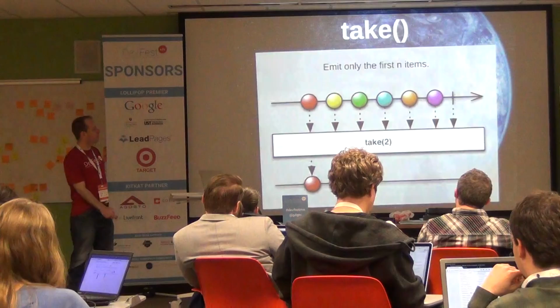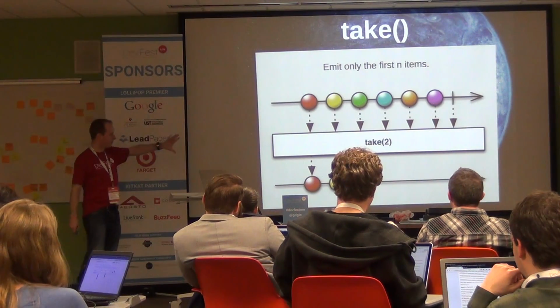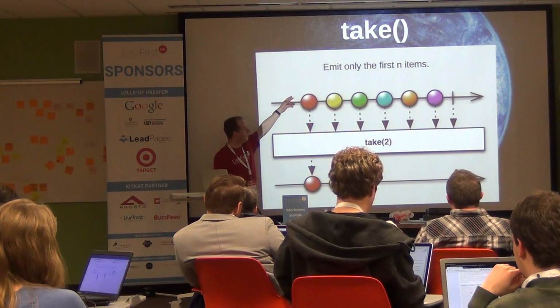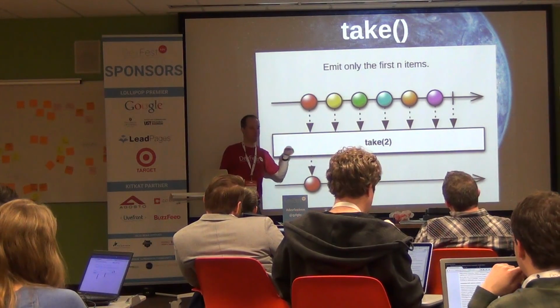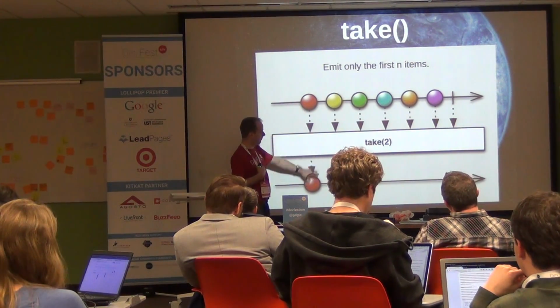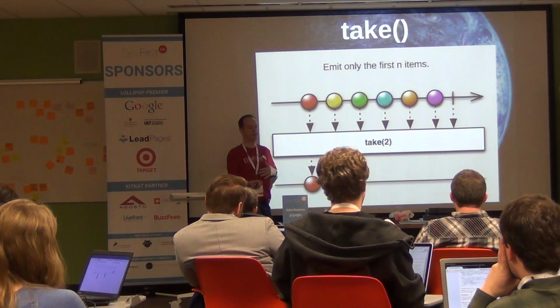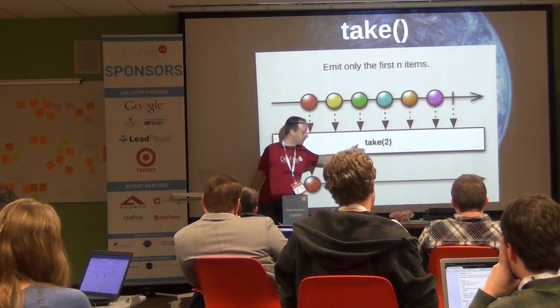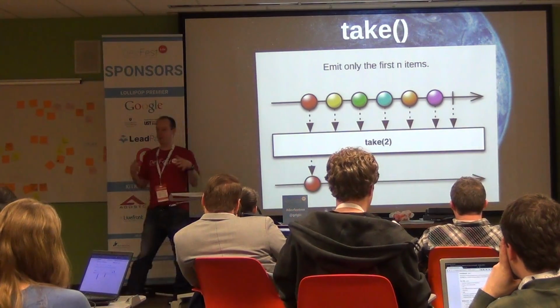I'm going over simple operators right now because I kind of want to just talk about these initially, like the example I'll show you. So the take, these marble diagrams are great for explaining these things. Take just takes the first few items. There's also ones to take the last items. There's ones to take middle items. But it's an example of just saying, I only want the first few.